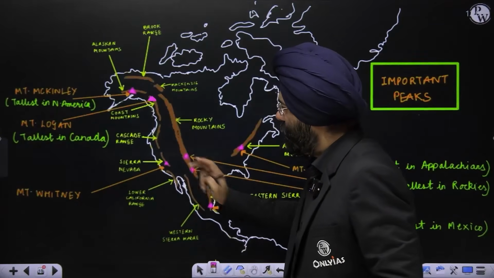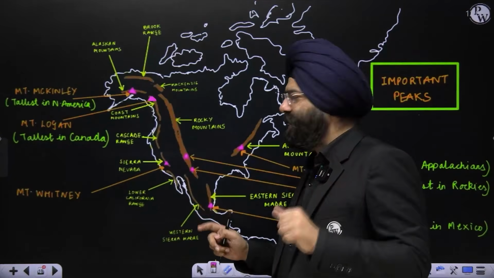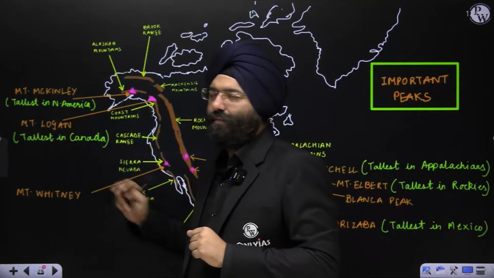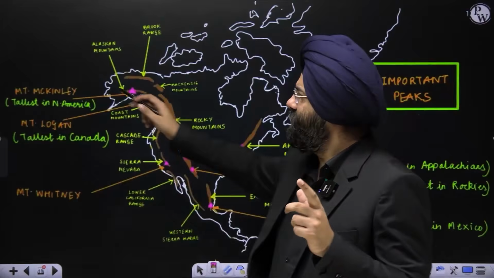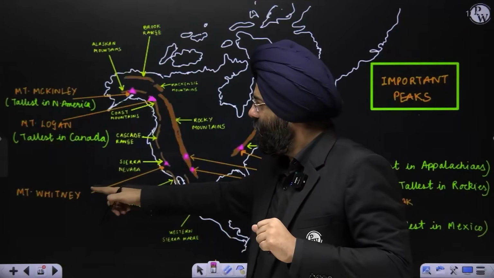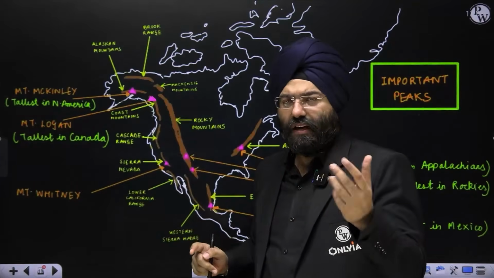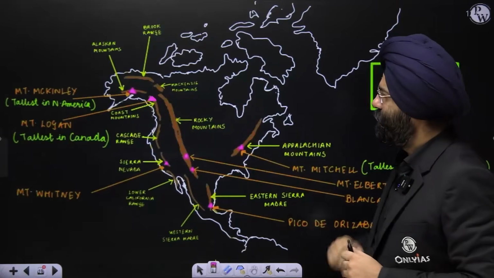Further south, if you come, there is again the Sierra Nevada range. So, in Sierra Nevada, there is a very important peak that is known as Mount Whitney or Whitney. It is basically known as Whitney. So, first is Mount McKinley, then you have Mount Logan, and then Mount Whitney, that is in Sierra Nevada. Clear? Now, see, let's come to the Rockies now.